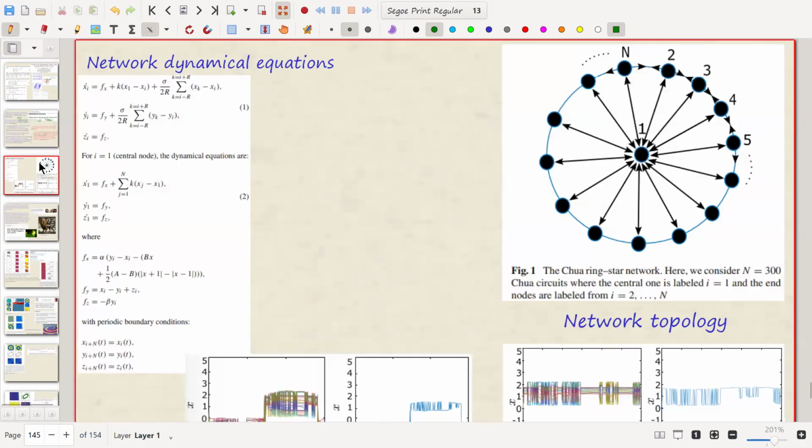So this is actually how the ring star networks look. This is a Chua ring star network, and this is from the paper. I'm considering around 300 nodes here, and you can see this is known as the central node, and these are known as the peripheral nodes.